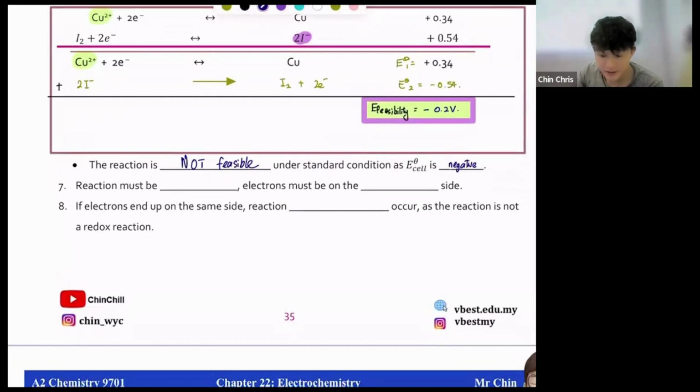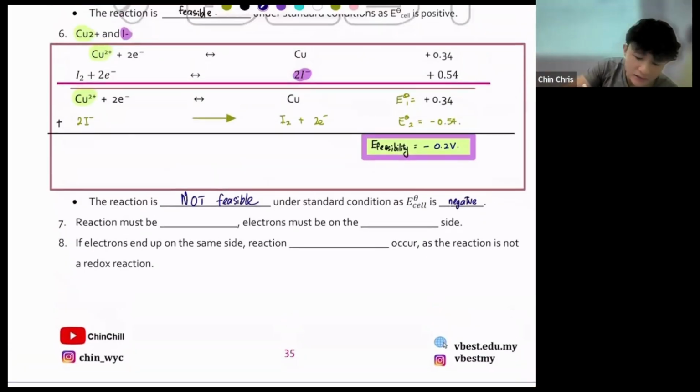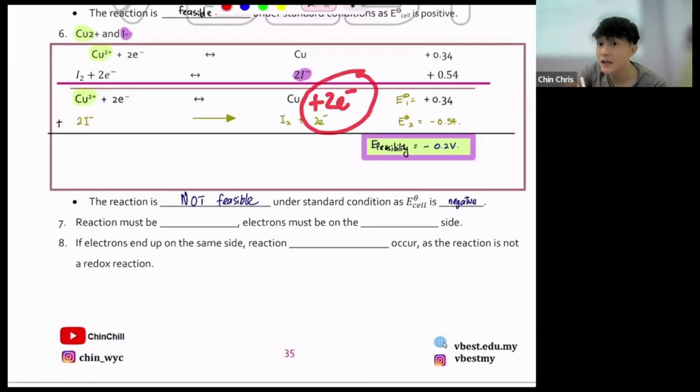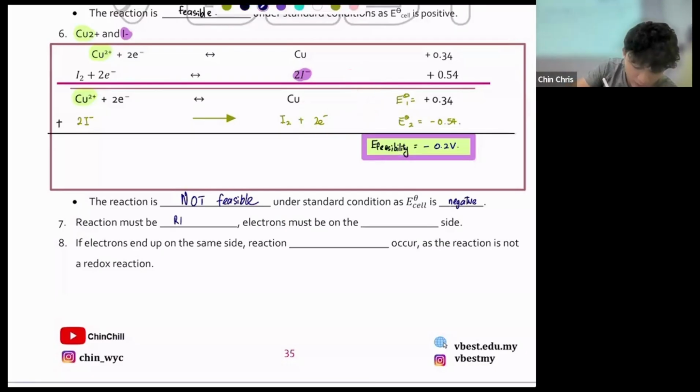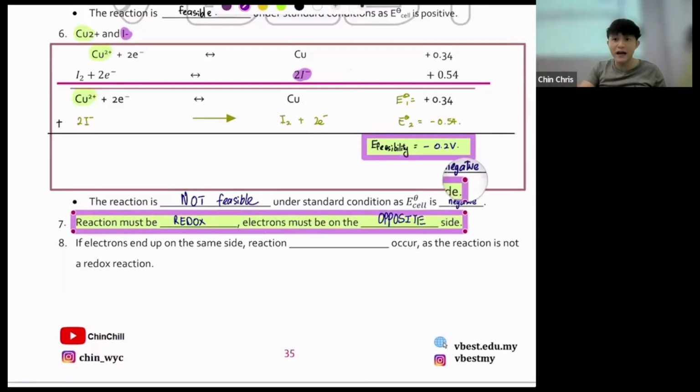Clear? All right, guys. Next, this is the first condition for it to be feasible. There are more conditions for it to be feasible. The second condition is that the electrons must be on opposite sides and cancel out. Sometimes in the exam, you might get your electrons on both sides and they are not cancelling each other out. If they are not cancelling out, they will never be feasible because the reaction must be redox. Remember, electrons must be on opposite sides. I want you guys to highlight this. This is a very important tip. Please, guys, this is never done in your school unless your school teacher is very hardcore like me.